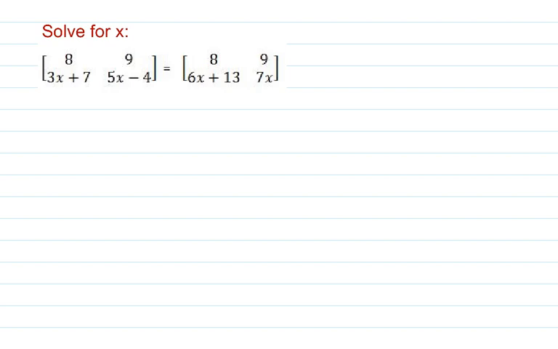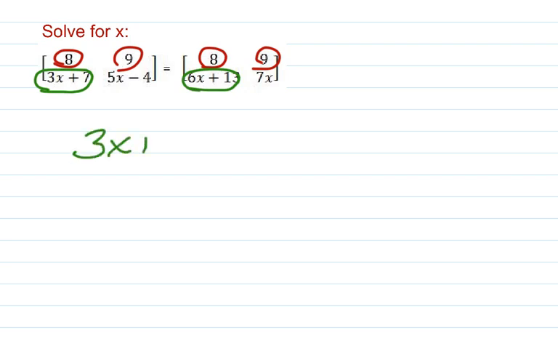Okay, let's take this matrix equation, and we're going to solve for x. So if you look at the corresponding pieces, 8 is equal to 8, 9 is equal to 9, so there's nothing to do with those. If you look at the next one, 3x plus 7 equals 6x plus 13, I need to find out what x is. So I know that those two pieces are equal because they're in the corresponding positions.